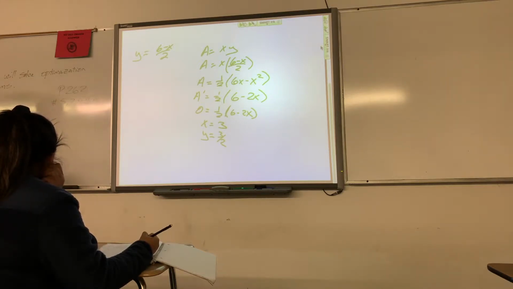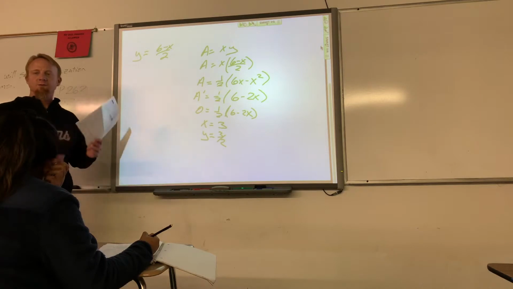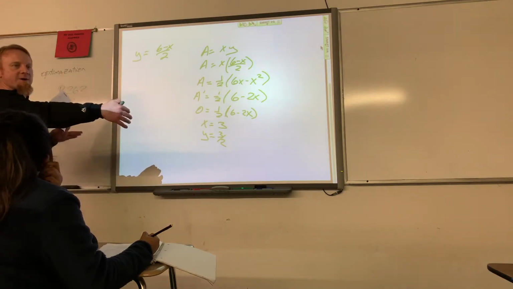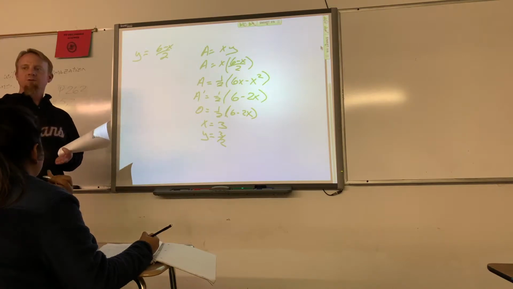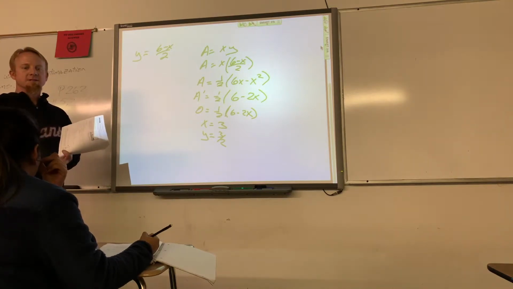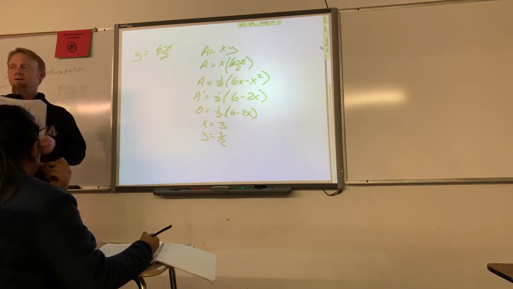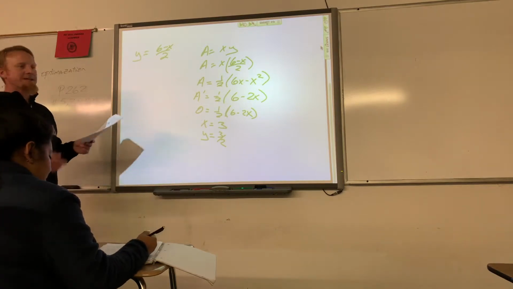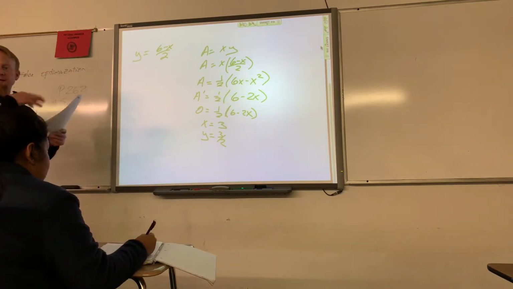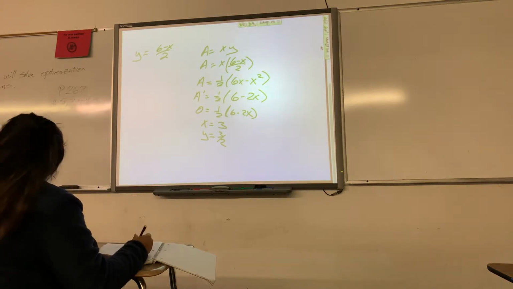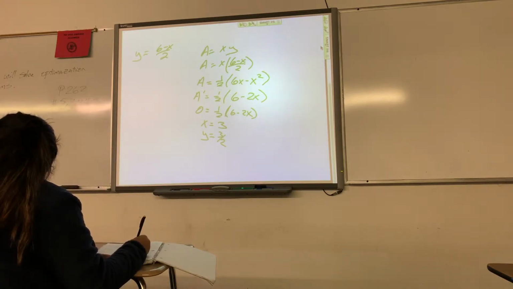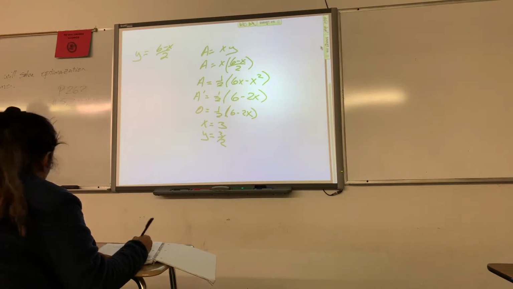The length and width of the rectangle. So the rectangle is going to be 3 wide, or 1.5 tall, and that's going to produce the greatest area. The rectangle with the greatest area that's trapped in that little reef. Questions on that one?